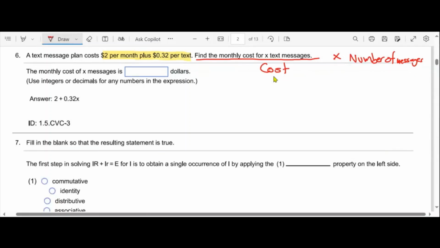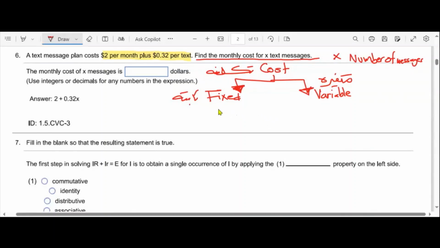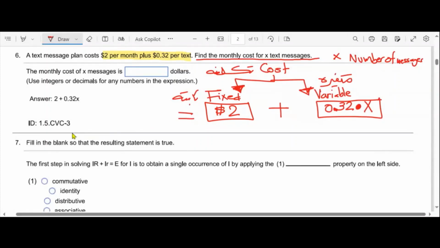Now, the cost is divided into two costs. The first cost is called fixed cost, and we have variable cost. So the fixed cost is how much here? $2. And variable cost is how much? 0.32. So every time you send a message, it costs you 32 cents. How many messages you're going to send? I don't know how many, so we say x. So this one plus this one will give you the total cost. Is this clear? Yes. That's the solution. Clear.